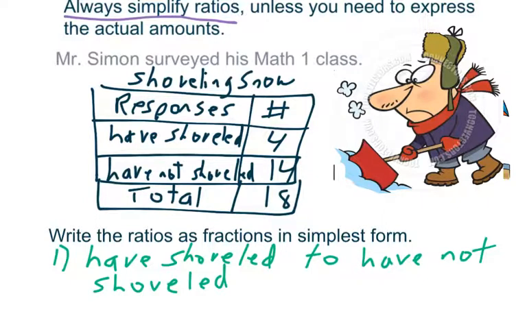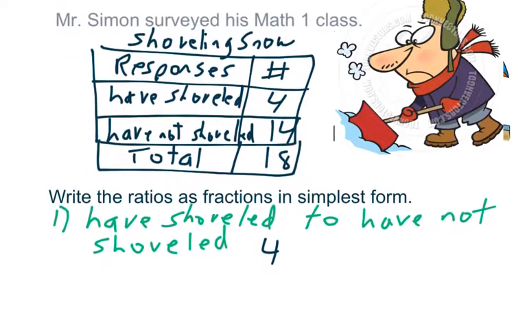So those who have shoveled to those who have not shoveled. And order matters. So those who have shoveled would be represented by the number 4. So I'm going to write 4 first. And then those who have not shoveled is represented by the number 14. So I would have 4 over 14. I can write that as a fraction. And then I want to divide by my common factor, which is 2. And that gives me 2/7. So that's one of my answers.